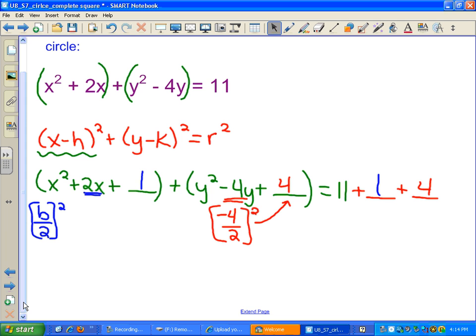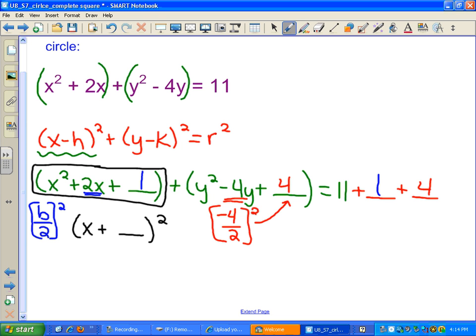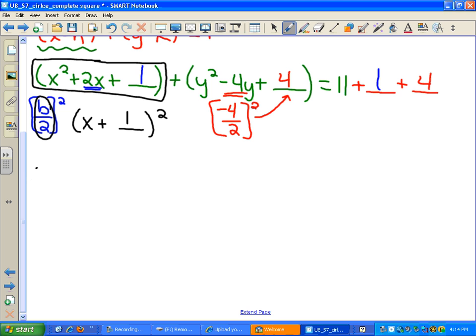All right, so I'm almost done. Now what I need to do is rewrite x squared plus 2x plus 1 as a square, meaning I need to rewrite it as x plus something squared. Well, that something happens to be whatever the b divided by 2 was. So 2 divided by 2 in this situation was 1. Now here's how I know I'm right. If I were to take x plus 1 and square it, meaning multiply it by itself, I'm going to FOIL this out.